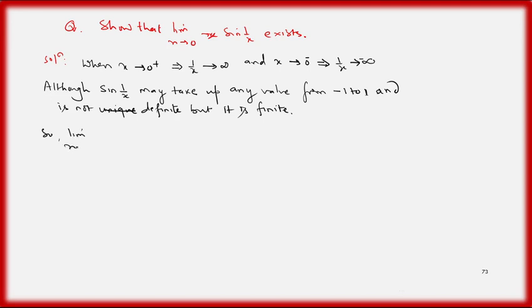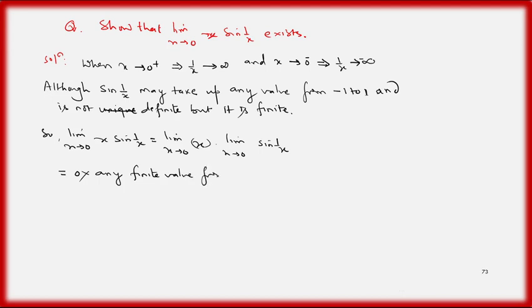So the limit as x tends to 0 of x sine 1 by x equals the limit as x tends to 0 of x times the limit as x tends to 0 of sine 1 by x, equal to 0 times any finite value from minus 1 to 1, equal to 0 times something is 0. Therefore the limit as x tends to 0 of x sine 1 by x exists. We can verify this question this way.